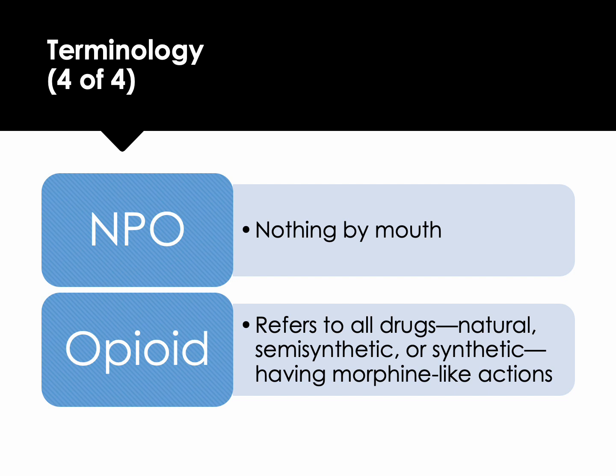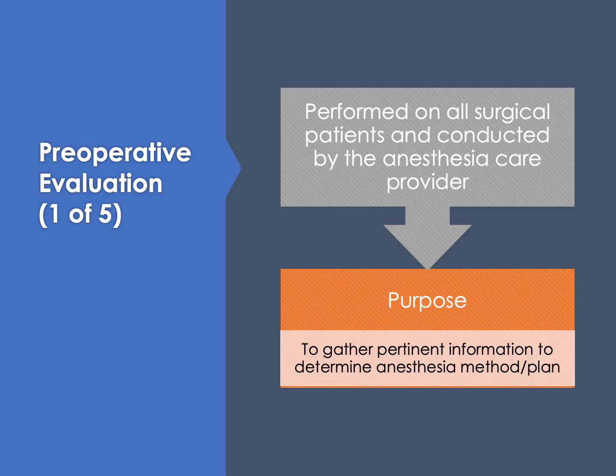And then opioids are analgesics, so they are going to help relieve pain. So sometimes they're given preoperatively to do this. All drugs that have morphine-like effects, and it doesn't matter if they are natural, semi-synthetic, or synthetic drugs, they're all going to be referred to as opioids. So let's talk a bit about the preoperative evaluation.